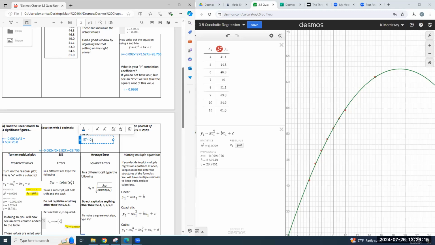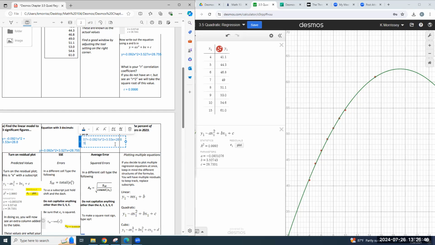Negative 0.0921 x squared plus 3 x plus 28.8, right? We can certainly start to solve by bringing that 57 over, subtracted by the 28.8, and then use the quadratic formula. So we could do that if we wanted.